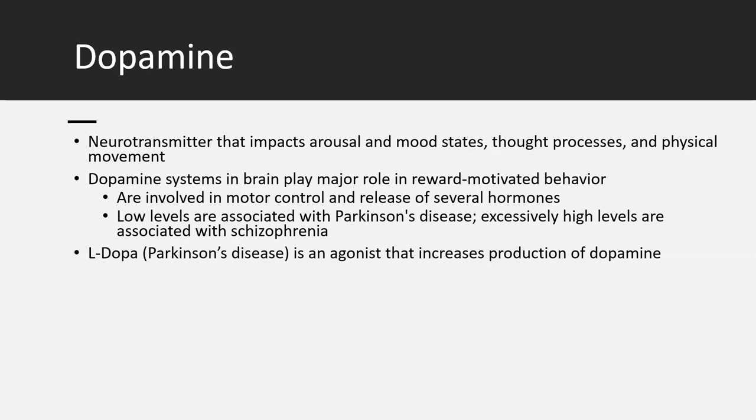L-Dopa is a drug that was discovered somewhat accidentally to be effective in treating Parkinson's symptoms, primarily the motor-related symptoms like tremors and the sort of facial masking that can show up in Parkinson's disease. L-Dopa is an agonist, meaning it increases the production of dopamine, because one of the things that happens in Parkinson's disease is that you lose the capacity for dopamine activity in the brain.